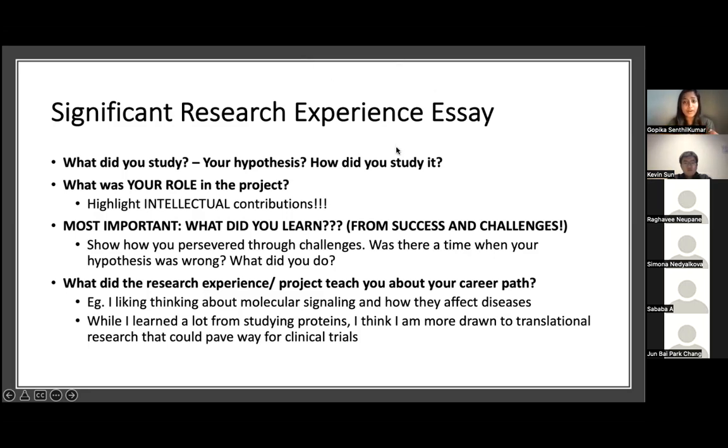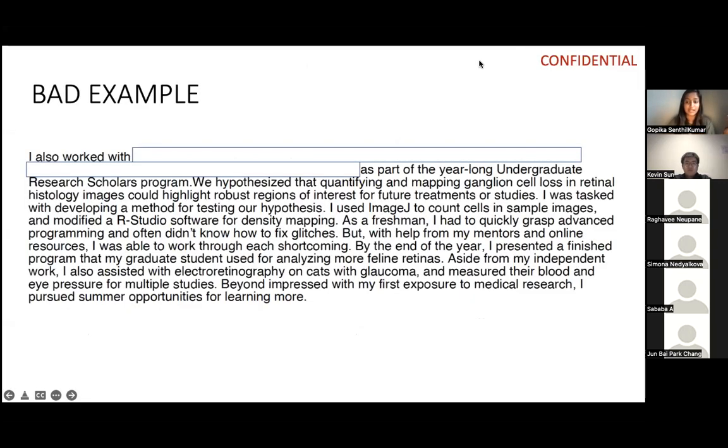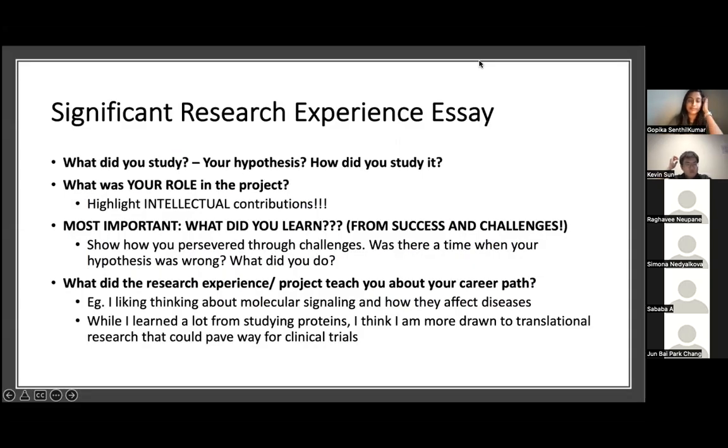So part of what we care about is that you can convey to us that one of your roles in the research experience overall was thinking critically about what's going on, and that you'd be able to troubleshoot your own experiments, because that's one of the main things you'll have to do as a grad student. So again, we're gauging whether you're ready to be a grad student. And then the third part is probably the most important. What did you learn, either from the successes or the challenges that you persevered?